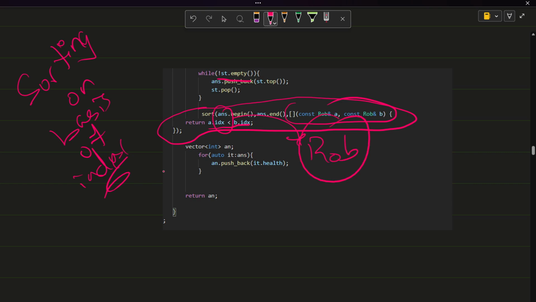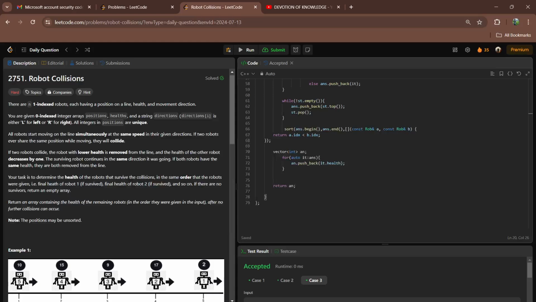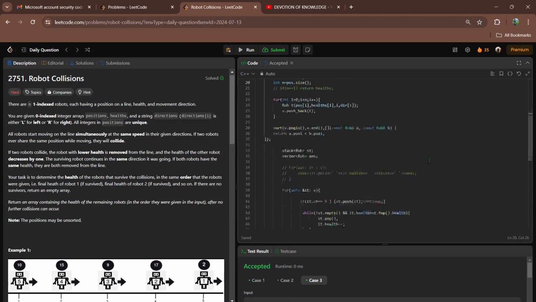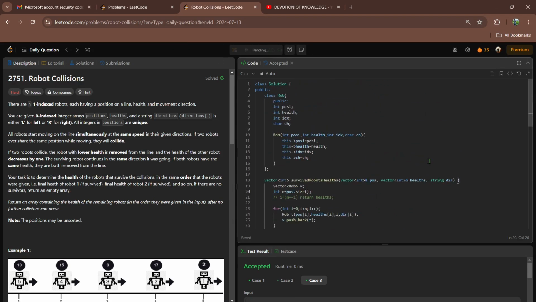So we have to return it in the form of vector because it's given in the question. So we have to return health. So we'll do nothing, just iterate through the answer, and it will be in the order of the position that they demanded in the question, and we'll just be pushing back it.health and returning the answer. Just, question is done. So the question has been solved.